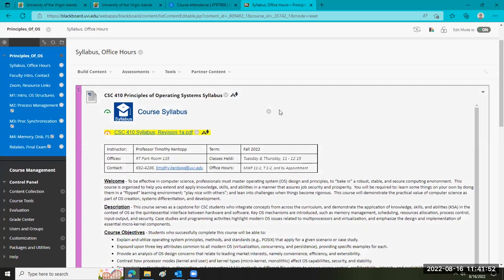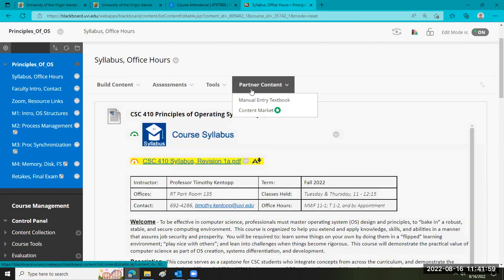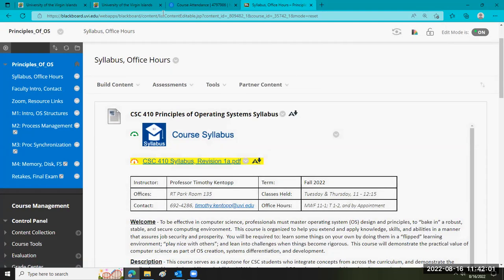Can everybody see the screen comfortably, or do I need to enlarge? It's good. Okay.